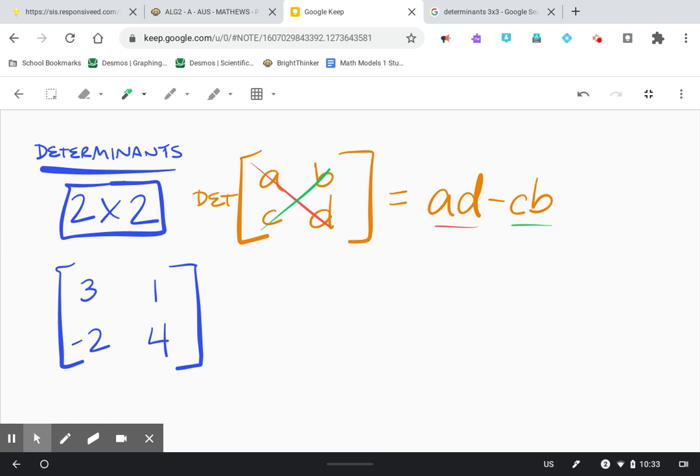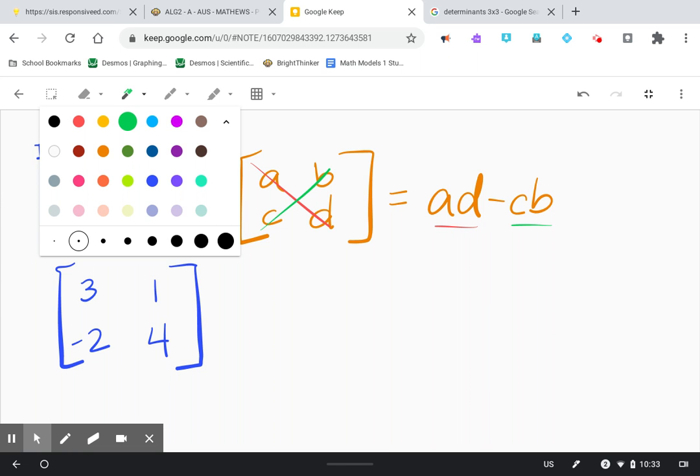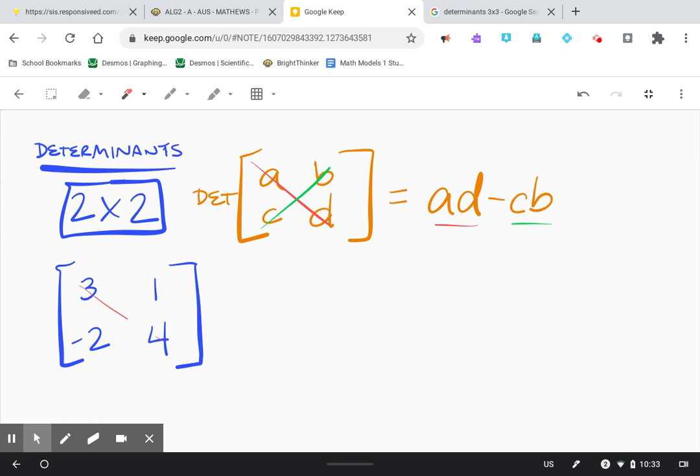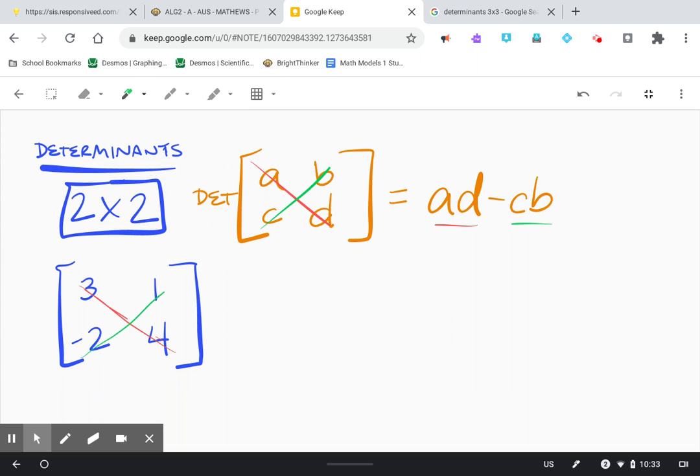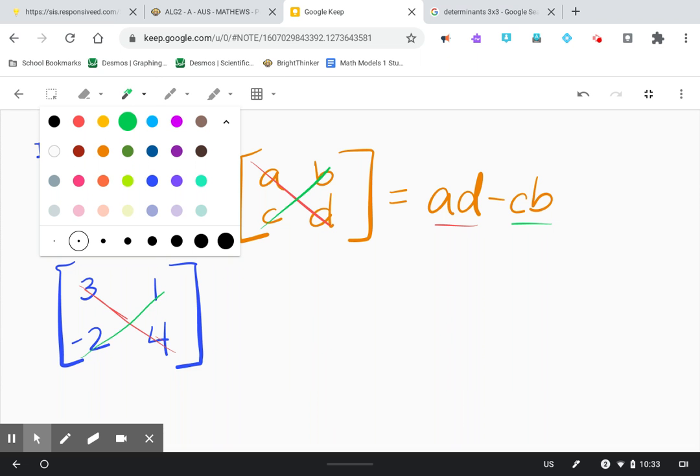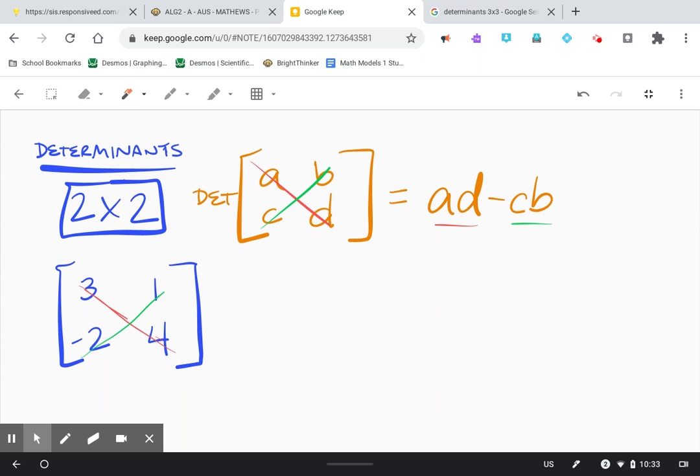So in this example matrix, for instance, I'm going to do 3 times 4 right there. And then I'm going to do -2 times 1 going up that way. So let's go ahead and get our answers. So A times D is 3 times 4. That's the downward. So that's 3 times 4.